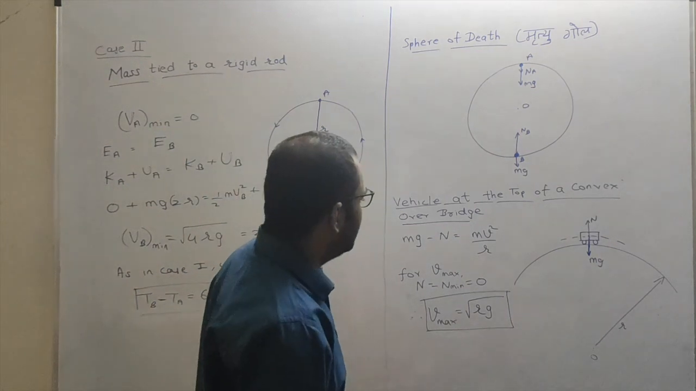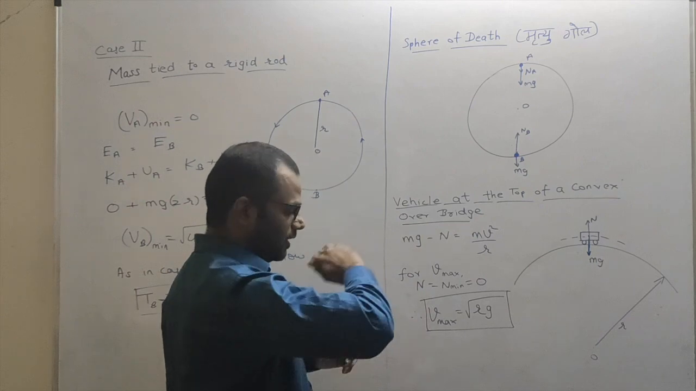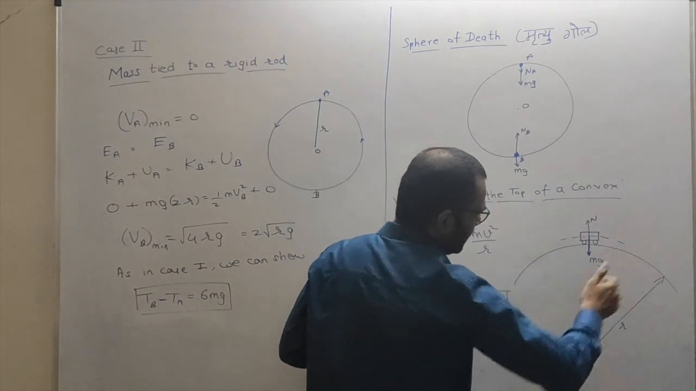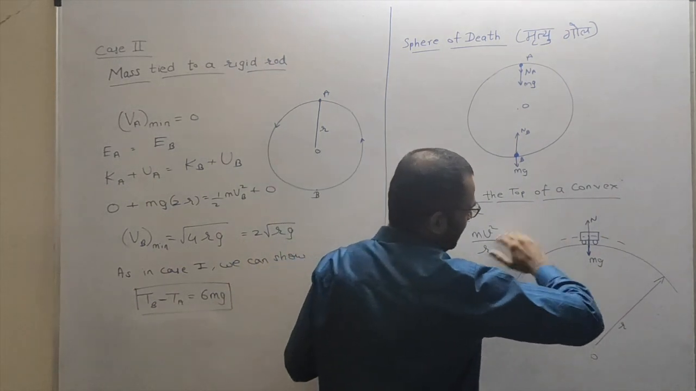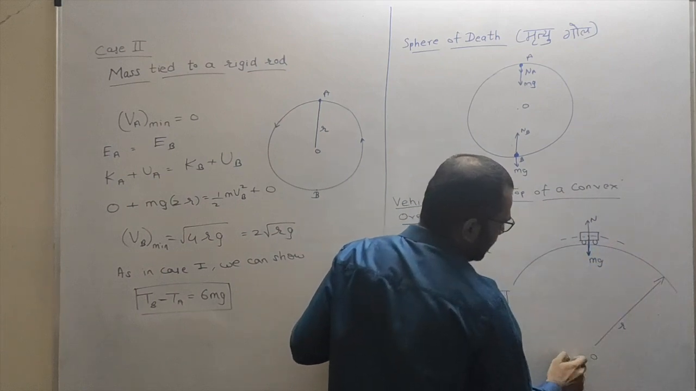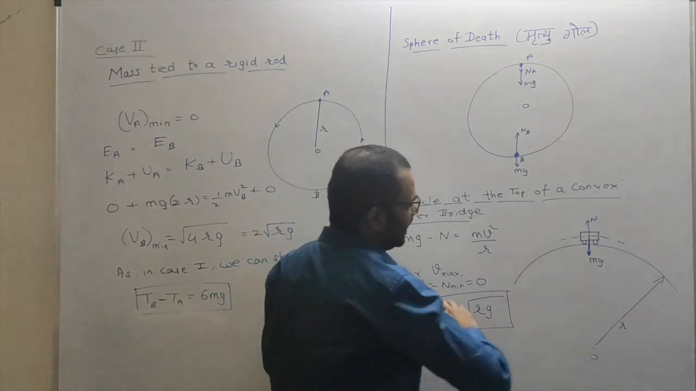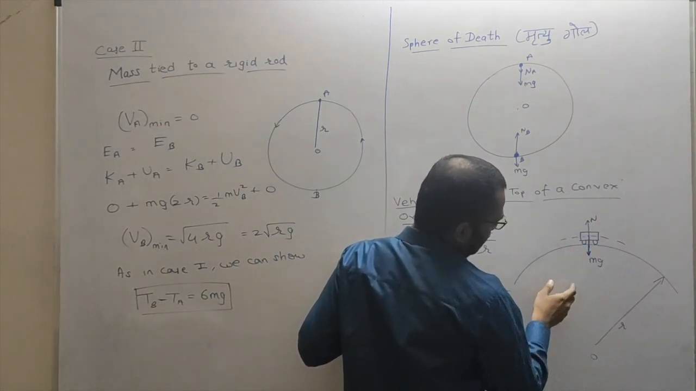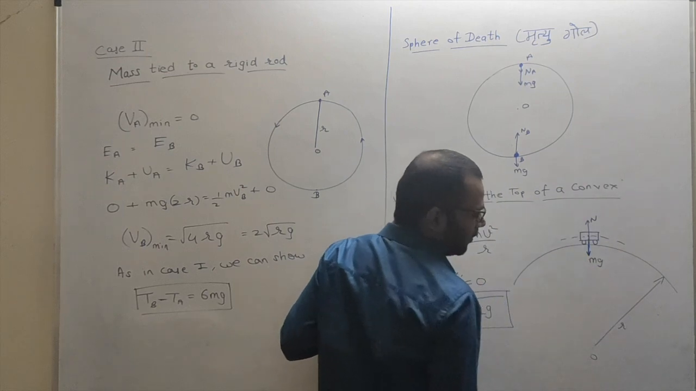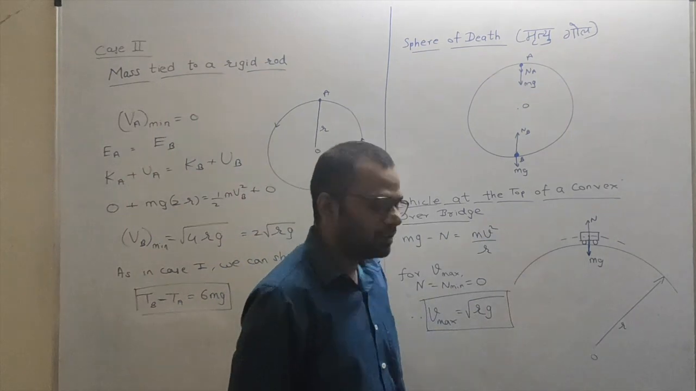Now the next thing is a vehicle on the top of a convex overbridge. So this is a bridge in this shape, and the vehicle is moving along this bridge. Now, as you can see, the vehicle is performing a circular motion in this path. The center of that circular motion is over here. Again, for the circular motion, there has to be some centripetal force. So when the vehicle is at the top, the mg force is in the downward direction. The normal reaction given by the bridge on the vehicle is in the upward direction.